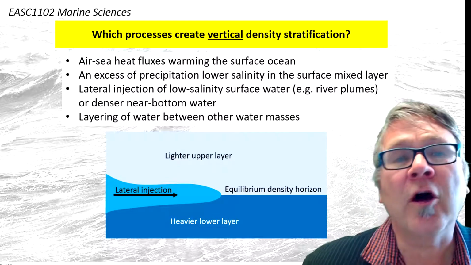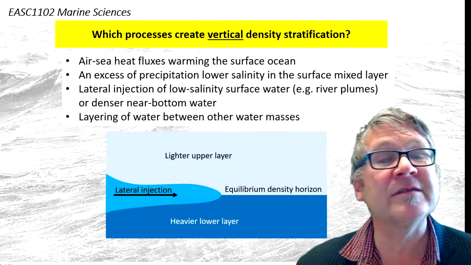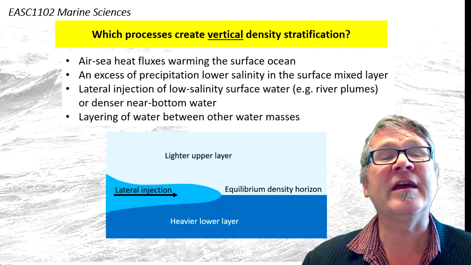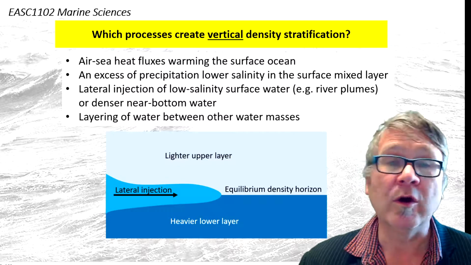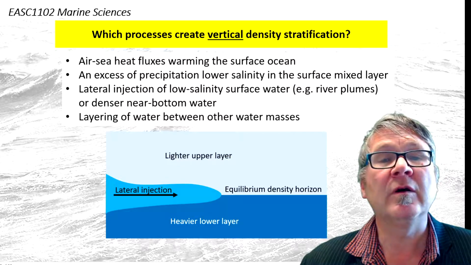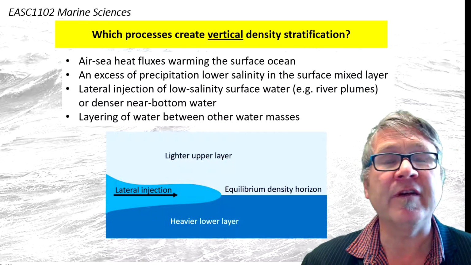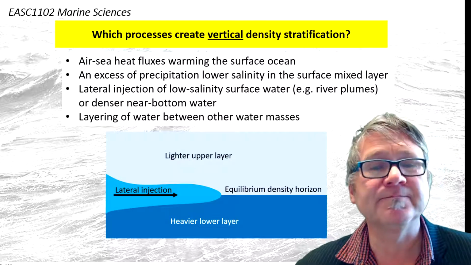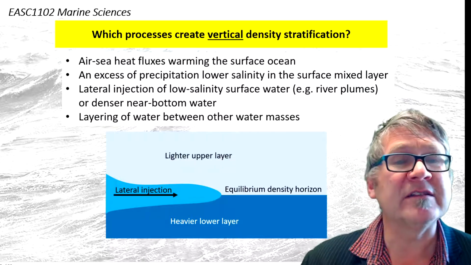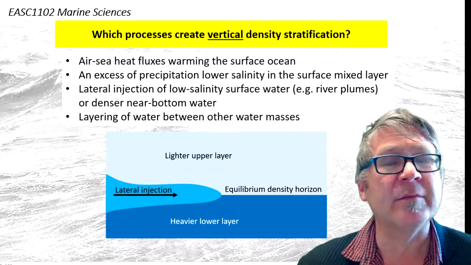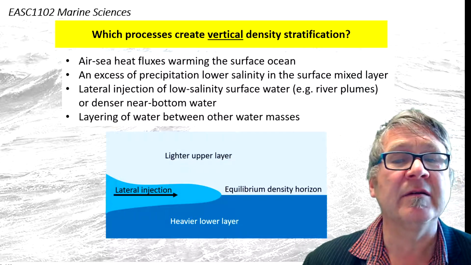I'm sure that you worked it all out by now, but let's just discuss the processes that create vertical density stratification. What I mean is light water over heavier water. How do you get this? So one direct answer would be, yeah, just something that heats up the surface layer, surface mix layer.